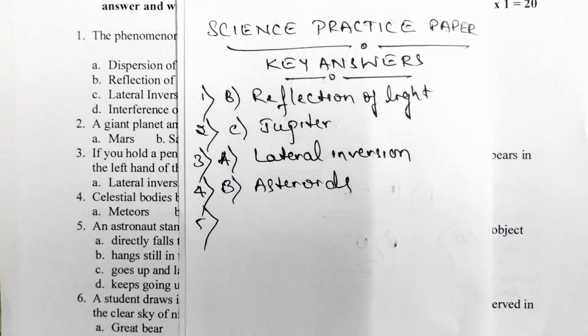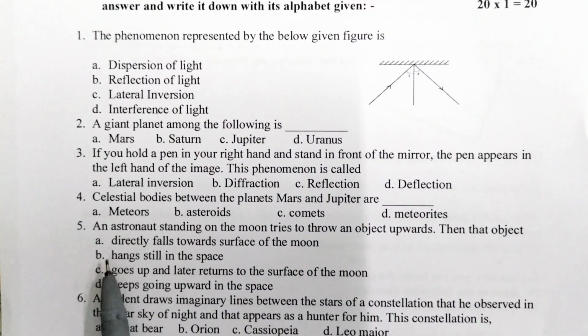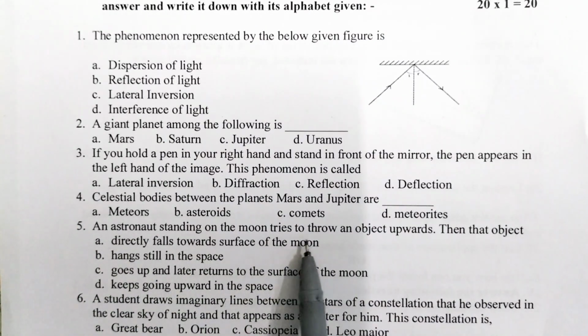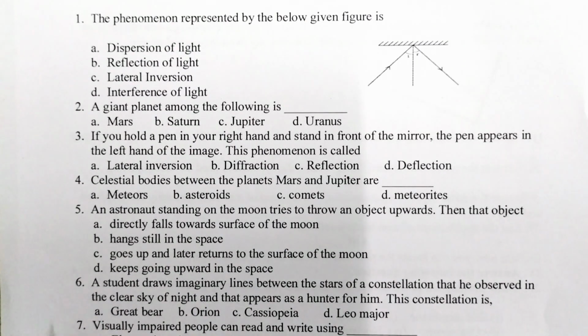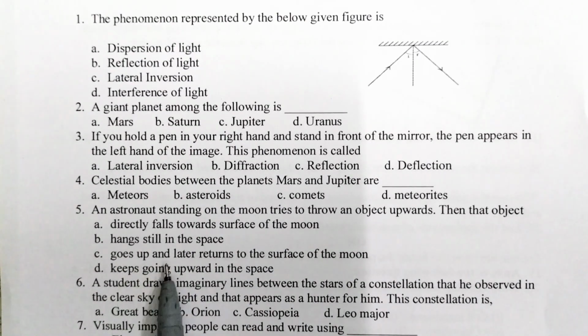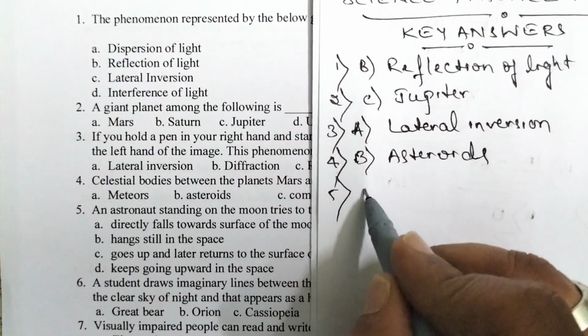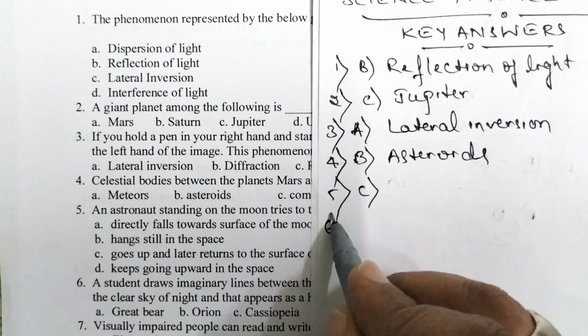Now let us move to the fifth question. An astronaut standing on the moon tries to throw an object upwards. Then that object directly falls toward the surface of the moon, hangs still in the space, goes up and later returns to the surface of the moon, or keeps going upward in the space. The right answer for the fifth question is that it goes up and later returns to the surface of the moon, option C.